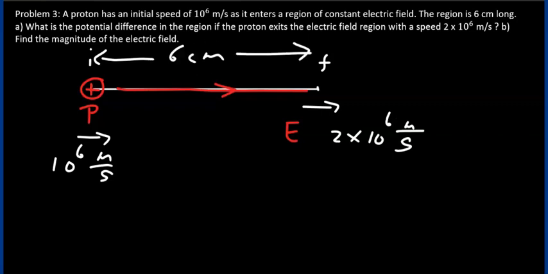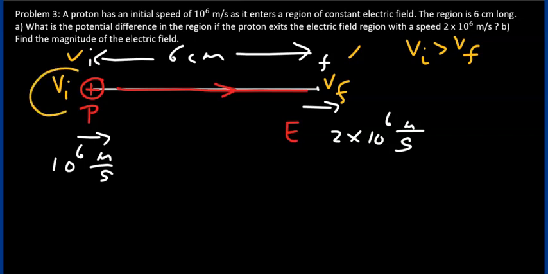Now we know since the proton is moving from the initial point to the final point, these 2 points must be at different potential, with the initial potential greater than the final potential. Otherwise, the positive charge would not move like that. So the positive charge would always move from a point with higher potential to a point with a lower potential.